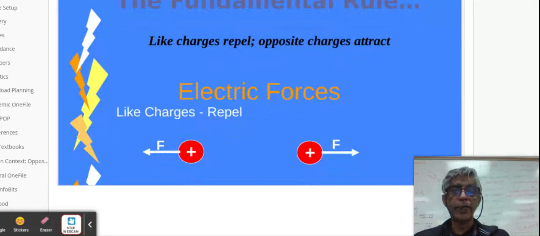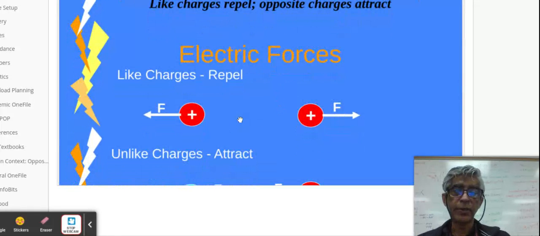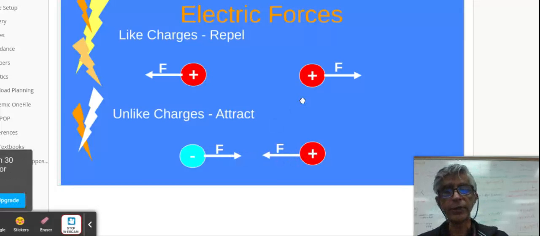Okay, back to some basics. You guys know that charges that are the same type, positive and positive, will repel, get away from each other. Unlike charges, positives and negatives, will pull towards each other. So protons and electrons are attracted. Protons and protons are repelled. And that's basically all there is to it.